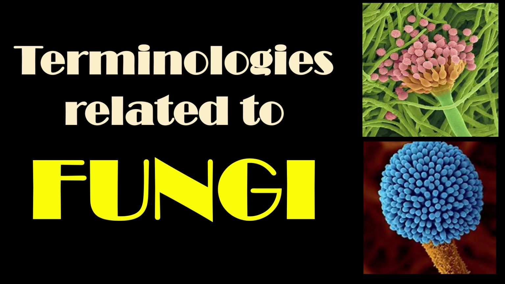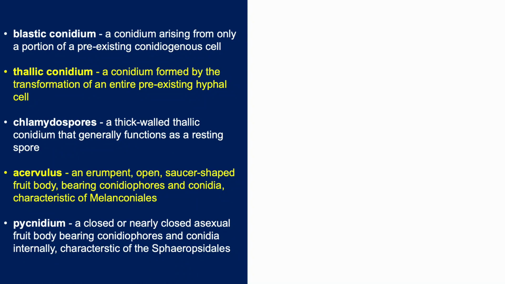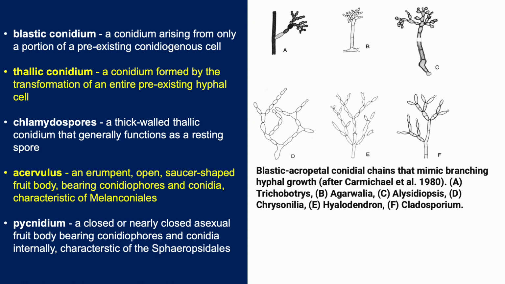Today through this video, I'm going to discuss some of the terminologies related to the fungi. The first terminology is blastic conidium. These are the conidia arising from only a portion of a pre-existing conidiogenous cell.